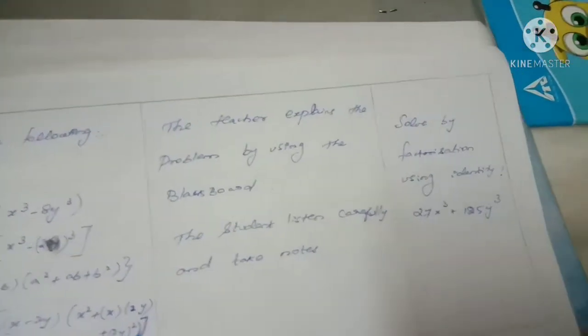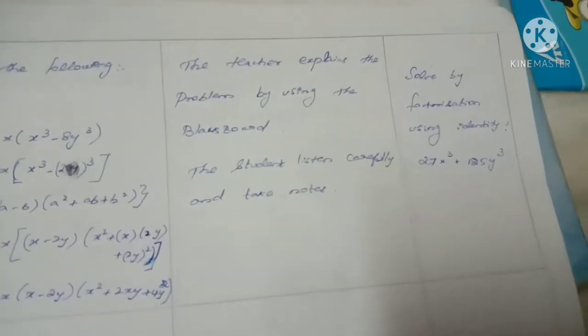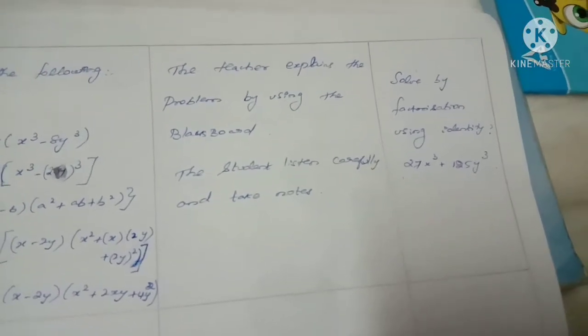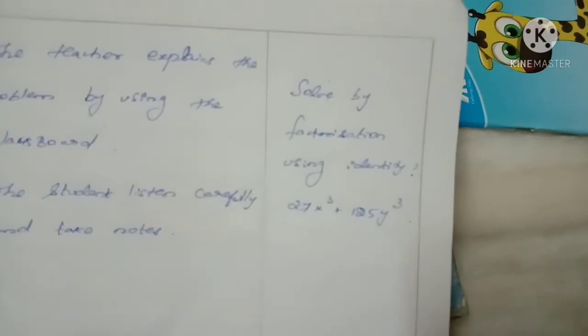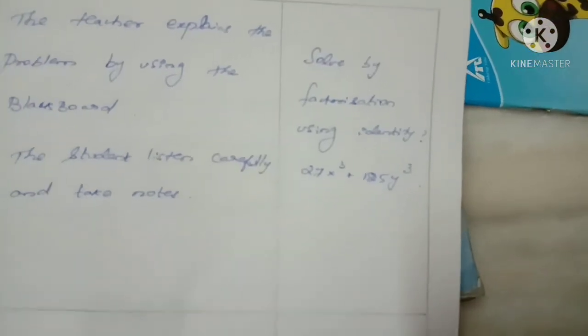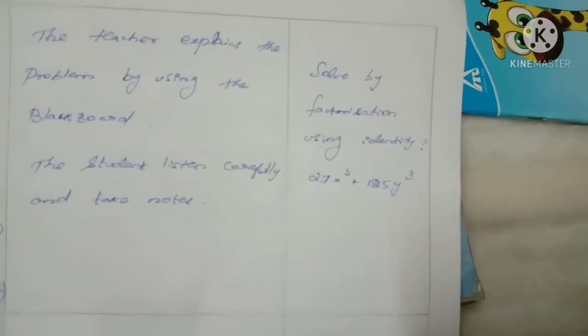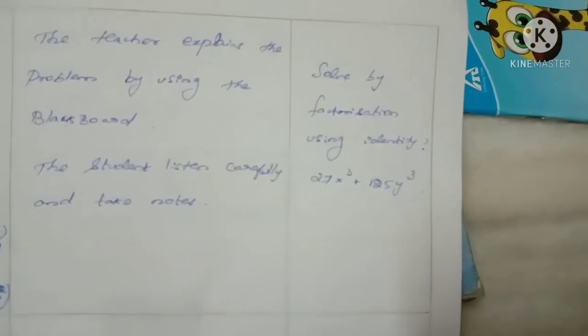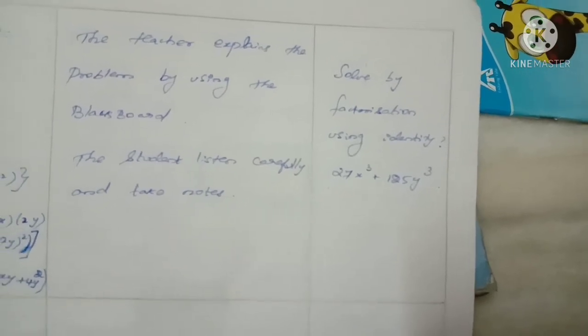In the next box, the teacher explains the problem using the blackboard. The student listens carefully and takes notes. In the last box, solve by factorization using identity: 27x cube plus 125y cube.